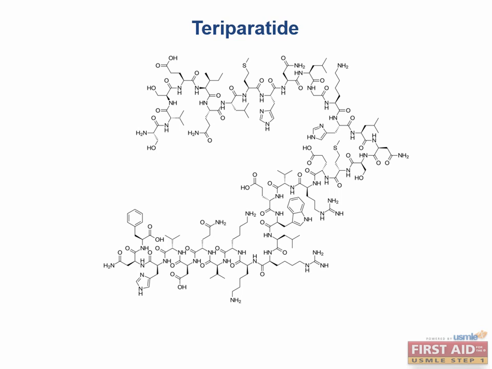Okay, check out this complex structure of teriparatide. Don't worry, you don't have to memorize it. I wanted to show it to you because you can identify the carbon-nitrogen backbone, which is classic for a protein. And that's exactly what teriparatide is. It's the active part of parathyroid hormone, in fact, only the first 28 residues.